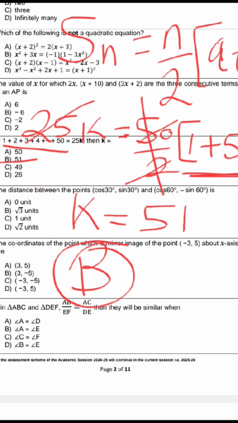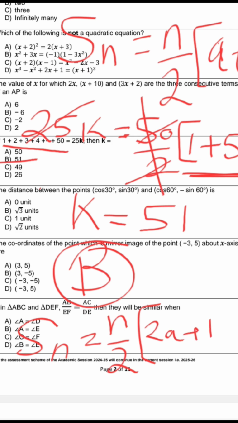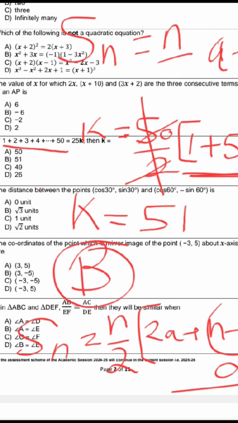The next formula of your Sn, means n term sum, is Sn equal to n by 2 bracket 2a plus n minus 1 into d. This is the another formula of the sum of AP. So now we will move on to the next question, my dear students.